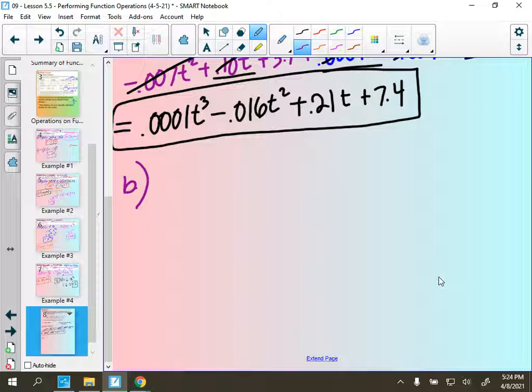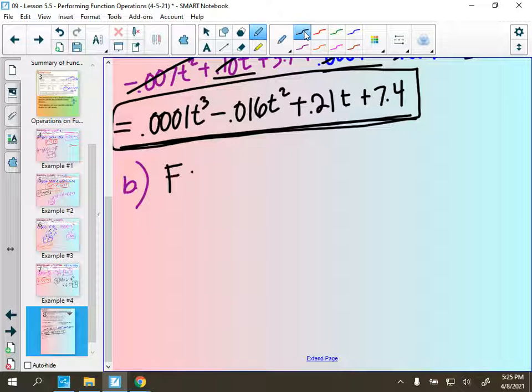When we found this new model right here, instead of doing it individually by gender, we say, well, you know what? I don't care about male, female. I just want to know the total. How many employees were there in the U.S. age 16 to 19, t amount of years from 1990? So let's say that. What does it represent?